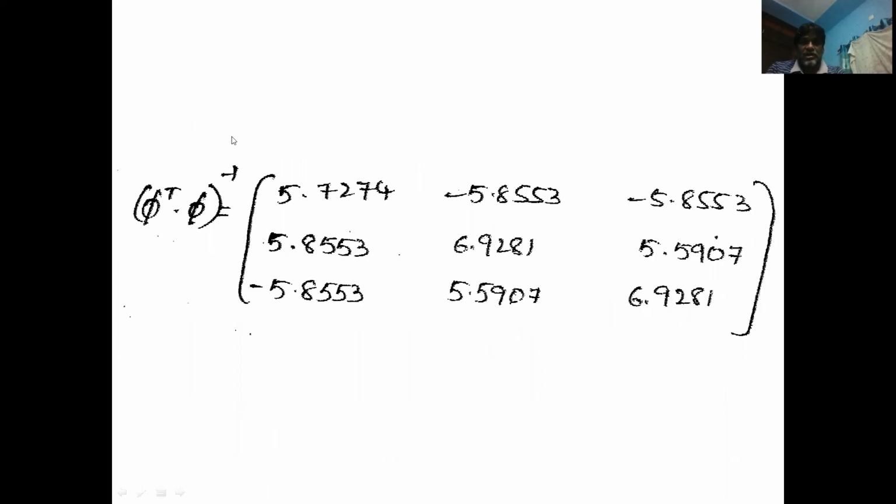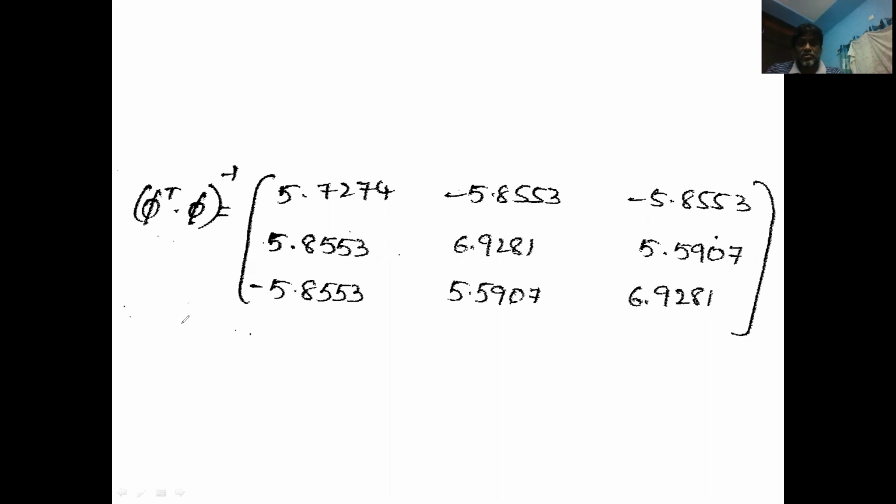Now the next thing is we need to find out the inverse of this matrix, Φᵀ into Φ whole inverse. You can calculate it manually, or just use your calculator to identify the inverse of a square matrix. So you should get these values: 5.7274, minus 5.8553, minus 5.8553, 5.8553, 6.9281, 5.5907, minus 5.8553, 5.5907, and 6.9281. So please verify this answer.